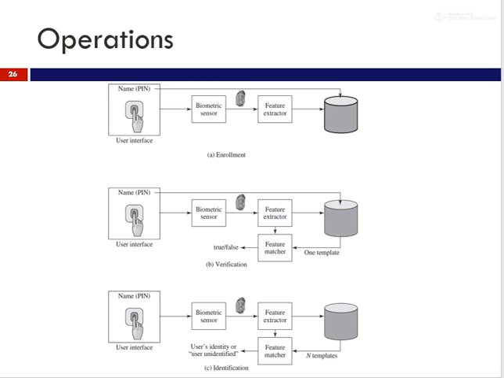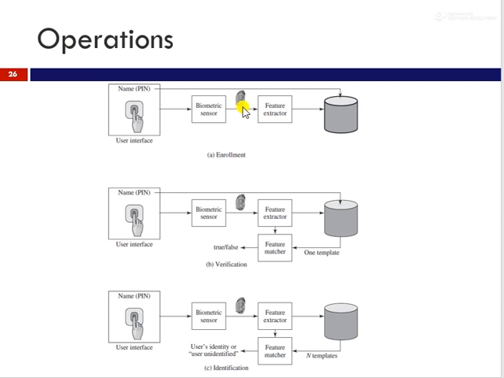If we are implementing a biometric authentication system, we first have to go through the enrollment or registration process. In the enrollment process, the user provides his biometric along with a user ID on the user interface. The user provides his name or PIN along with his biometric, let's suppose a fingerprint, and the biometric sensor reads this biometric data and then sends this biometric image to another module called the feature extractor.